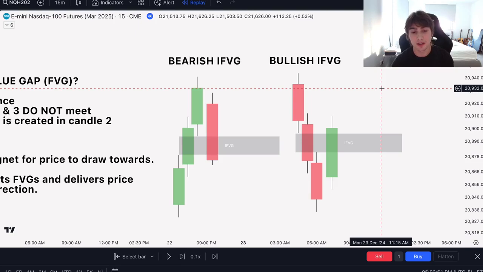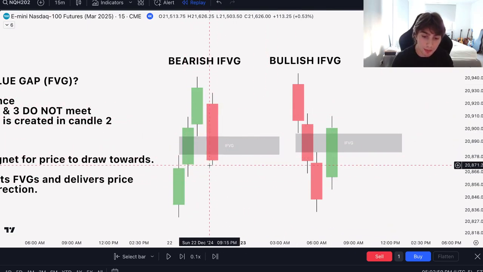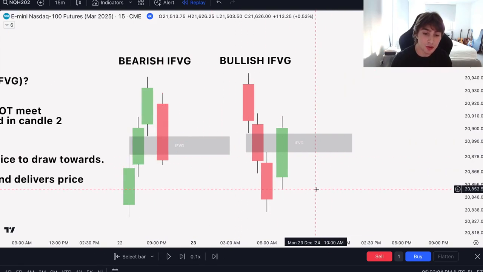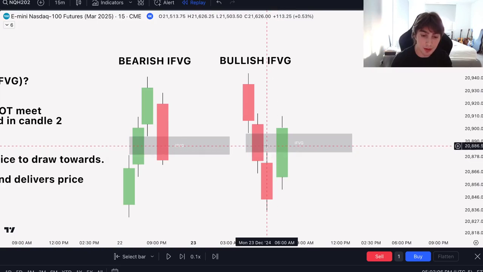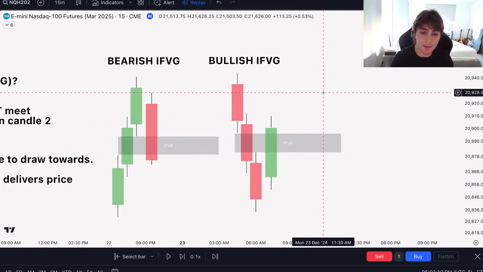But if a body disrespects that fair value gap by closing through it and beyond it, in a bearish sense or in a bullish sense, sorry, if we close below that bullish fair value gap with a body, now we have a bearish IFVG. If we close above this bearish fair value gap with a bullish move and a body closure, we now have a bullish IFVG.